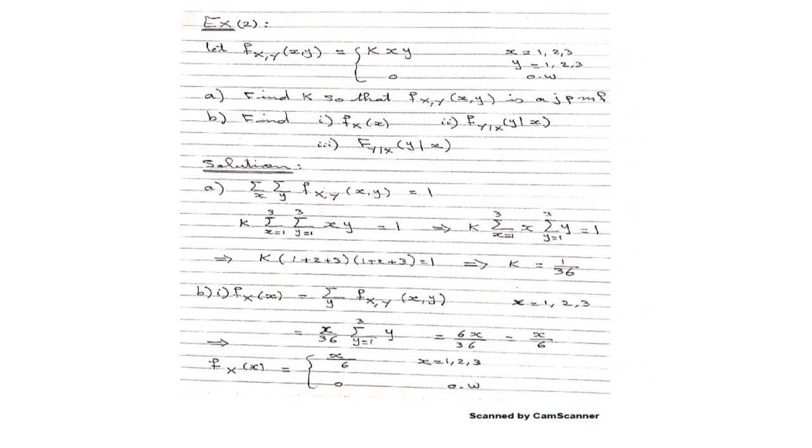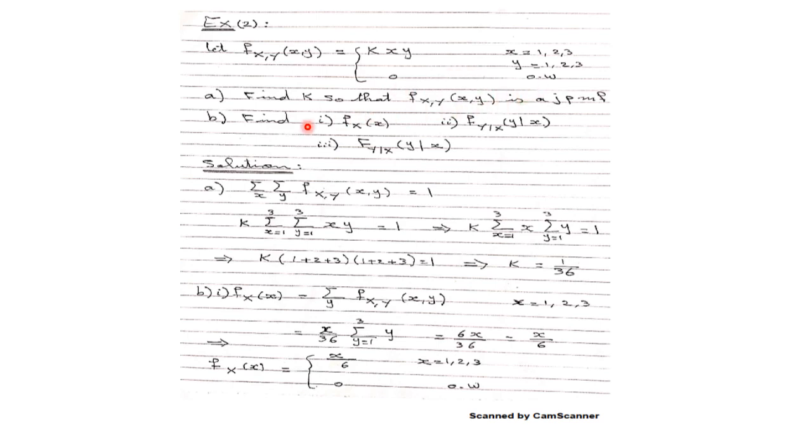And this is another example, example 2. This time we have a formula. In the previous case we have a table. Here we have a formula. So it says let f of xy equal kxy if x is what? 1, 2, 3, and y the same, 1, 2, 3, and it is 0 otherwise.